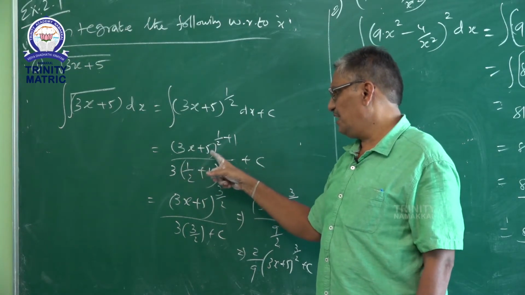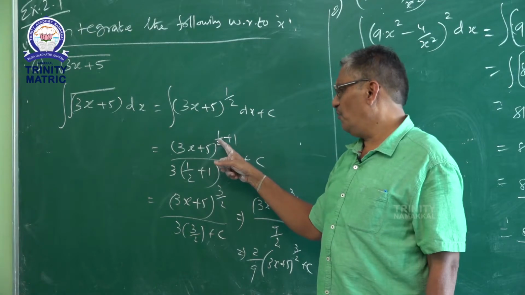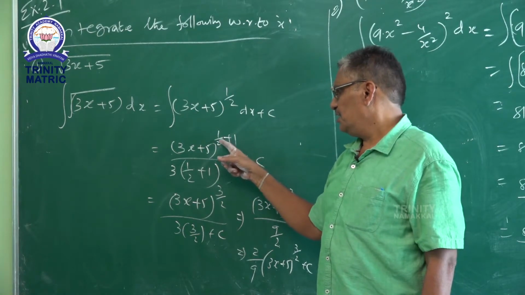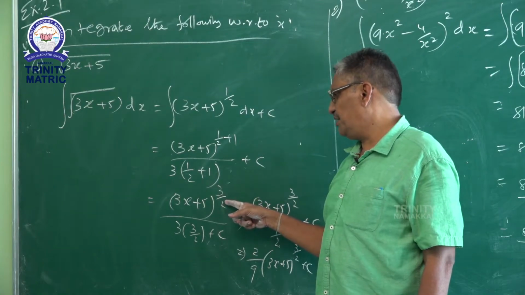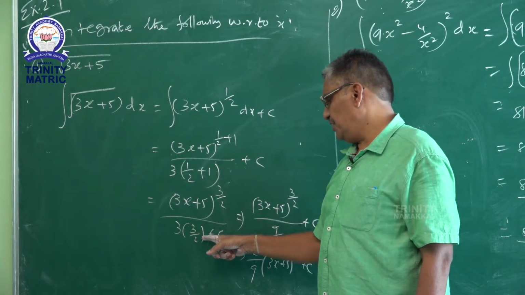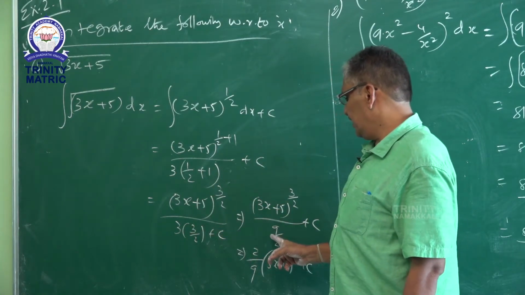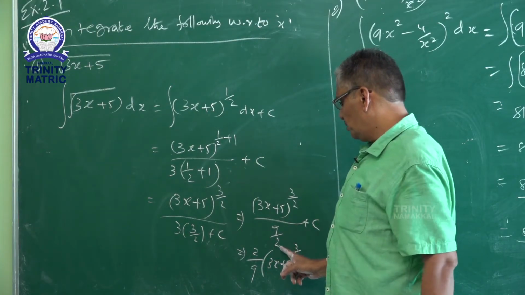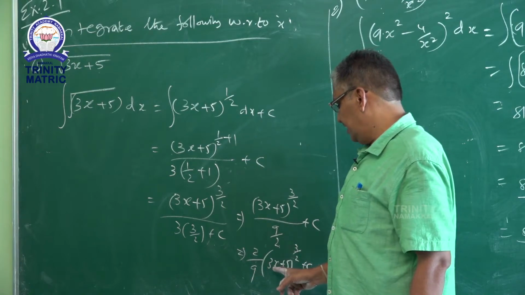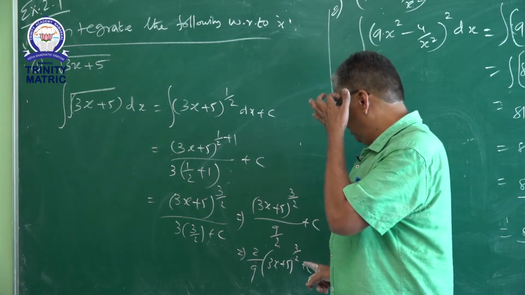So 3x plus 5, 1 plus half is 1 and a half, which is a mixed fraction. If you convert it into an improper fraction, what can you get? 3 by 2. So 3 into 3 by 2 is 9 by 2. 9 by 2 you can write as 2 by 9; you know this, the 2 by 1, 2 will go up. So 2 by 9 into 3x plus 5 whole to the power of 3 by 2 plus c.